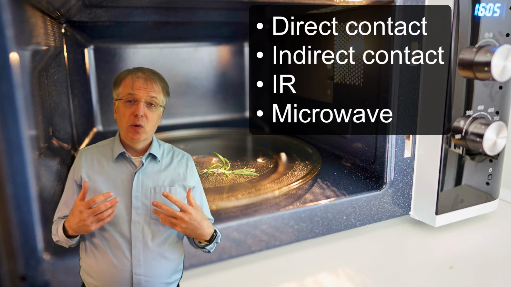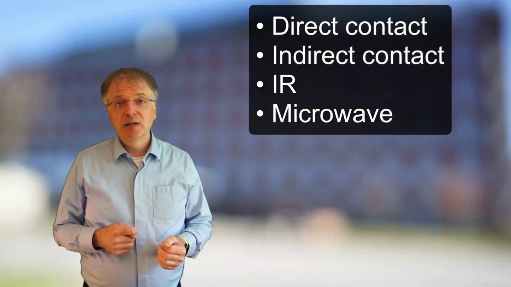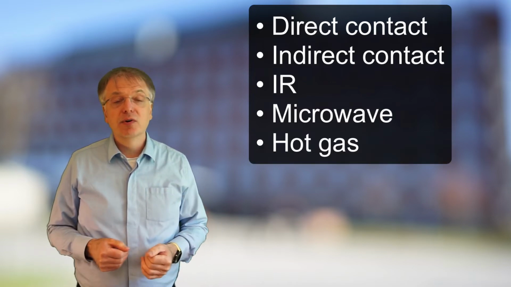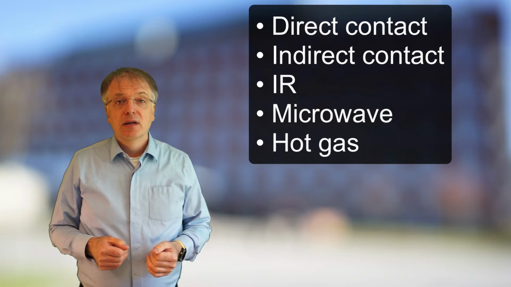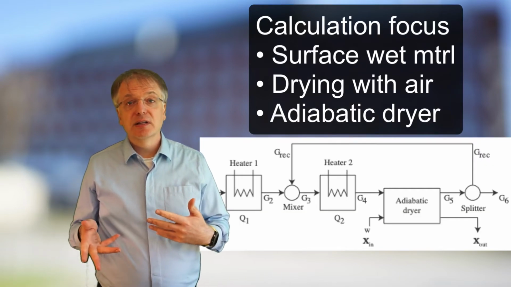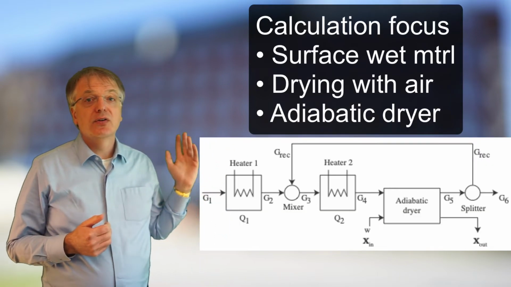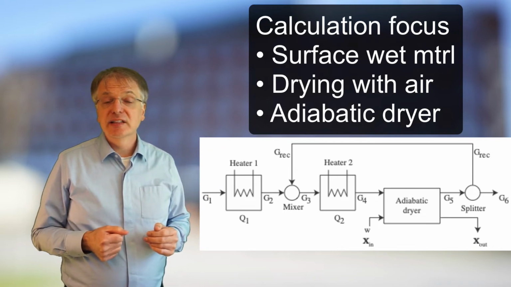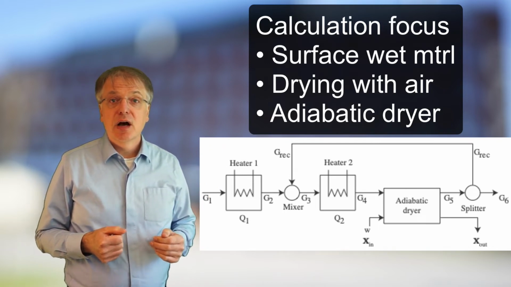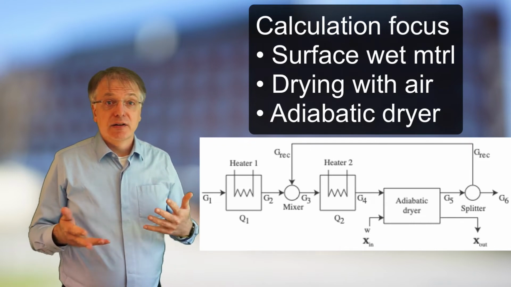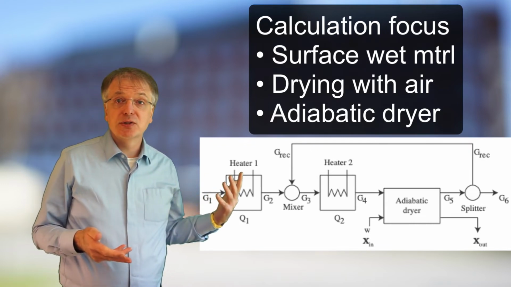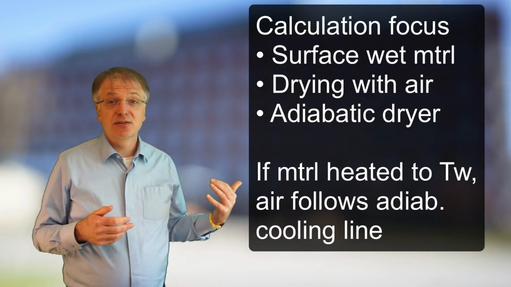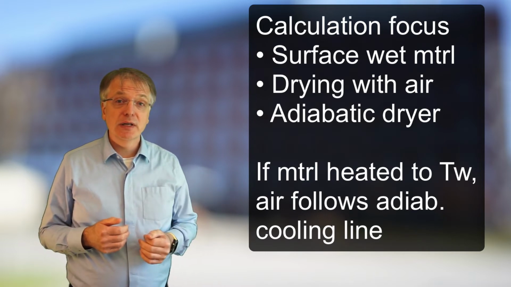The focus in our course in separation processes, however, is to supply the energy using a hot gas, such as air or overheated steam. In our calculation exercises, we will focus on drying a surface wet material using hot air under adiabatic conditions. Under these conditions, and if the drying goods are heated to the wet temperature of the incoming air, the air inside the adiabatic dryer follows the adiabatic cooling line.